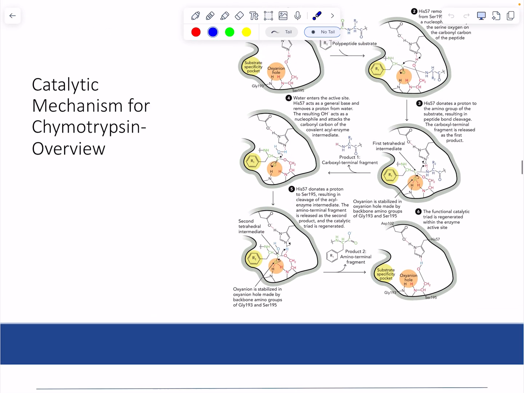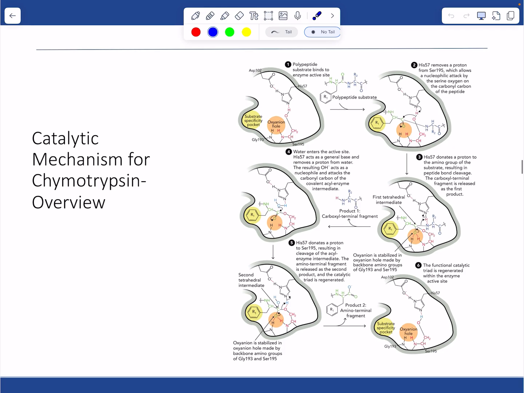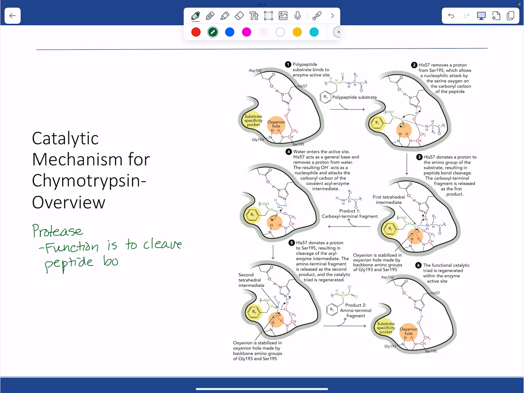Okay, so to remind you, chymotrypsin is a protease, okay? So its function is to cleave peptide bonds. And again, I had mentioned last class that there were a number of protease enzymes, and they all have different specificities. So for chymotrypsin, it cleaves adjacent to aromatic residues, okay?